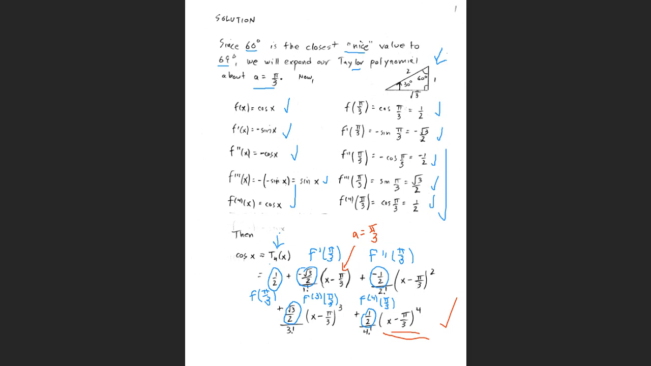Let's see. Are there any questions? All right. 2 factorial is 2. 3 factorial is 6. 4 factorial is 24.